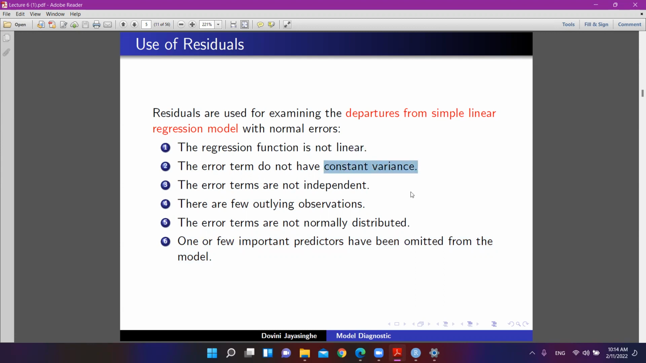If it does not possess a constant variance, then it violates the assumption. Still, we cannot use the fitted regression model. We have to go for some alternative in that case, right? That also could be identified by using the errors, the distribution of that, and all these things. We'll see one by one which plots should be used to identify each and every feature.